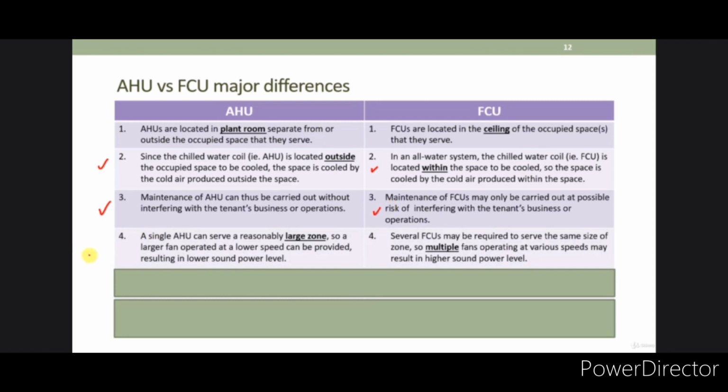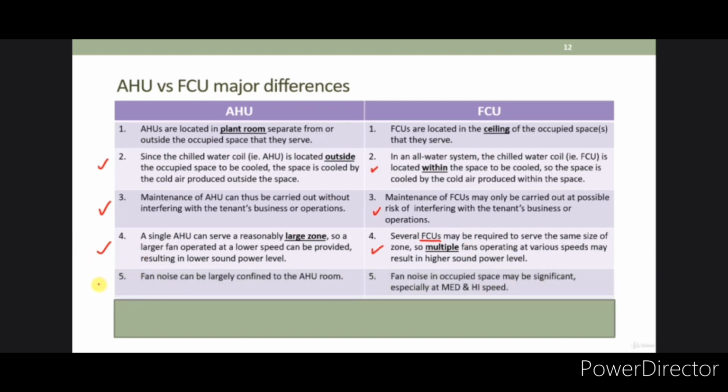A single AHU can serve a large zone, easily 50 to 100 tons. So a larger fan, you can actually have it outside at the AHU room, and the noise level will also be contained over there. However, for large spaces, if you want to use FCUs, then you need to have multiple of them. Maybe you need to have 5 to 10 FCUs to serve the same place. For example, a big auditorium. Then, of course, all these may contribute to the noise level, which brings me to point number 5.